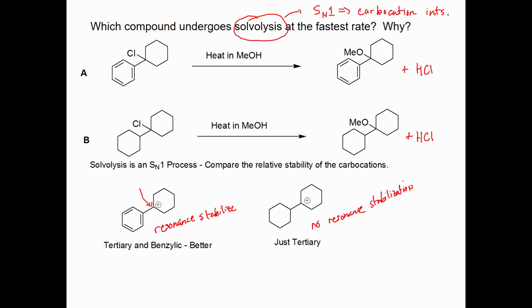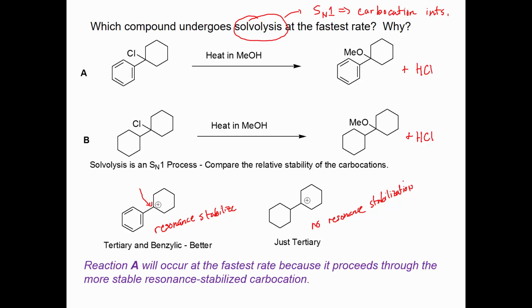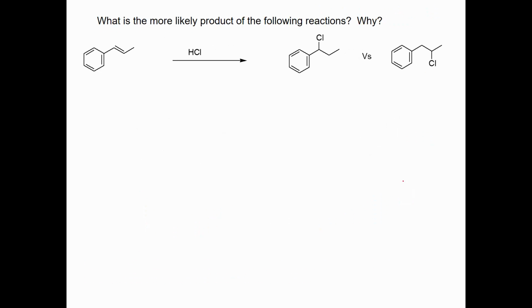Okay, a lot of them, but we don't have resonance, and resonance is a more important stabilizing influence than is hyperconjugation. Okay, so reaction A is going to occur at the fastest rate because it proceeds through the more stable, resonance stabilized carbocation. All right, let's look at another one.